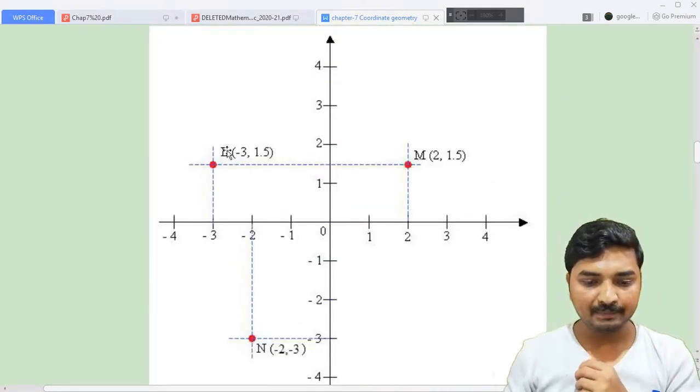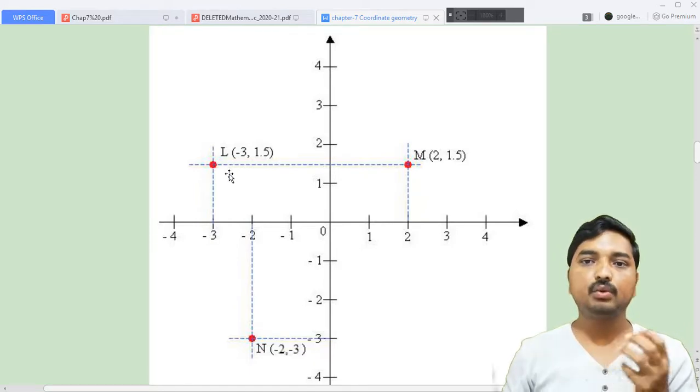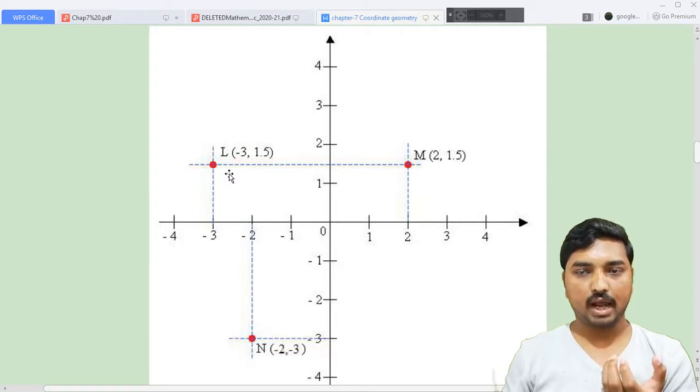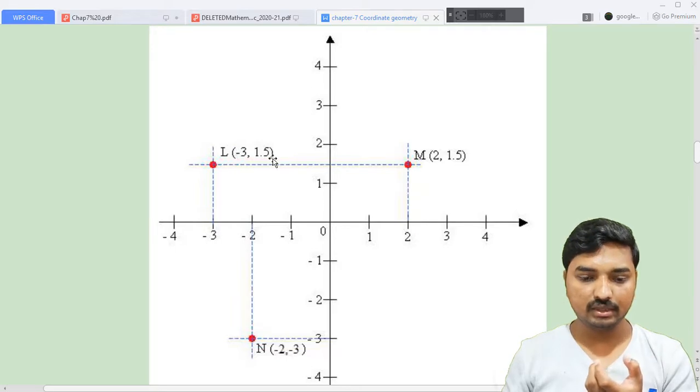Now look here, always enclose the coordinates within brackets. If you don't write the brackets, it is actually a wrong representation. No marks will be given. If you write the coordinates without brackets, you may lose marks. So remember the correct way of representation: after writing the coordinates, you have to enclose them within brackets.